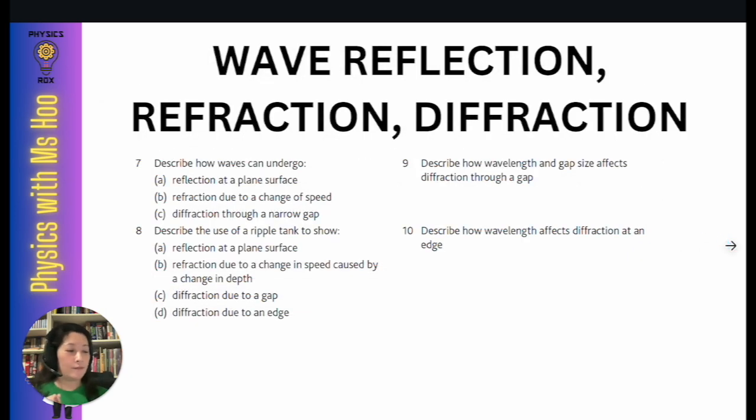Now, let's move on to wave effects, which include wave reflection, refraction, and diffraction. You need to be able to describe how waves can undergo reflection, refraction, and diffraction. You also need to be able to describe the use of a ripple tank to show reflection, refraction, and diffraction. And for diffraction, you need to be able to describe how wavelength and gap size affect diffraction through a gap as well as at an edge. So to go through this, I'll just go through an overview really quickly.